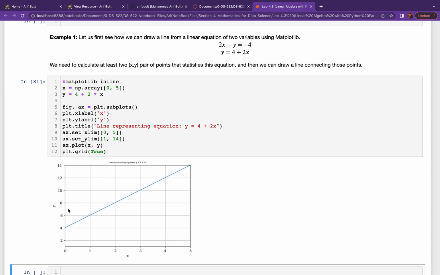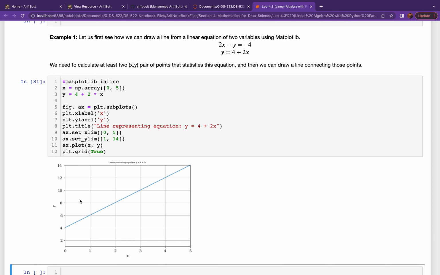By positive relationship, I mean that when x increases, y also increases. And since the slope of the equation is 2, that means for every unit increase of x, y increases twice as much. Note that when x is equal to 2, y is 8, and when x increases by 1 unit, that is 3, y increases by 2 units, and that is 10.